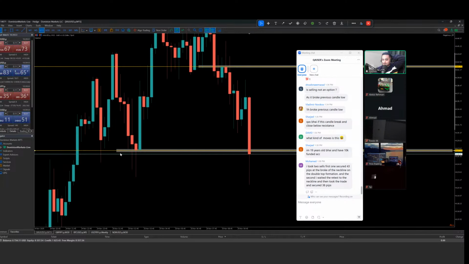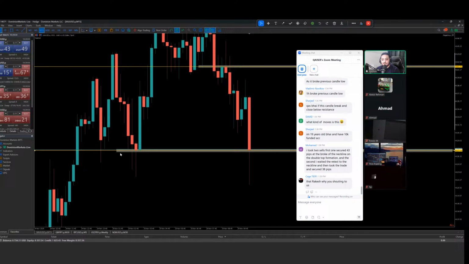I'm 19 years old and I have a 10K funded account. That's good. I took two sells. The first one secured 43 pips at the break of the neckline on the double top formation, and for the second I waited for the retest to the neckline and then took the trade and secured. Congratulations to you, Mr. Muhammad. Wait for another neckline.